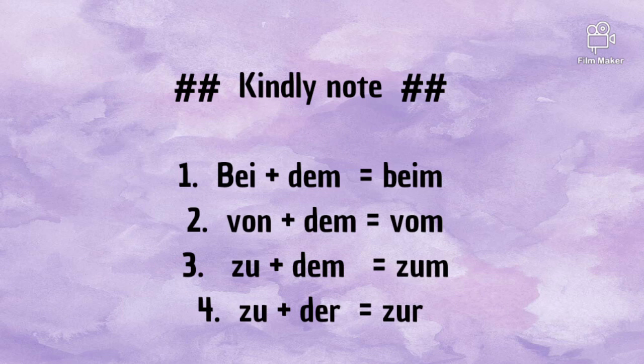Kindly note friends, bei plus dem is equal to beim. Von plus dem is equal to vom. Zu plus dem is equal to zum. And the fourth one is zu plus der is equal to zur.